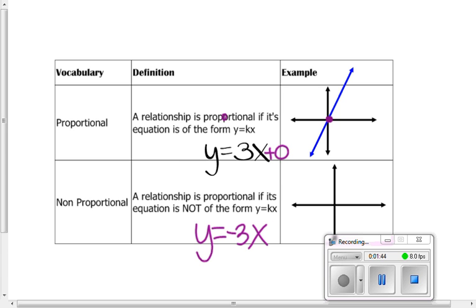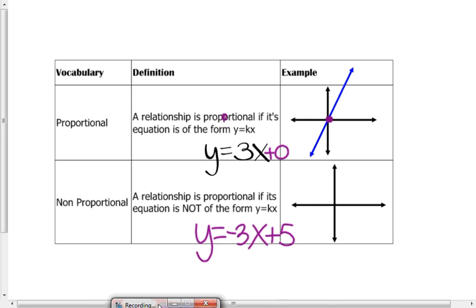But here, what if I do this? Now that I have a y-intercept of 5, it is non-proportional. And this would be a line that looks like this. Notice how it does not go through the origin. Any questions? Please make sure you write down all questions so that we can answer them in class tomorrow.